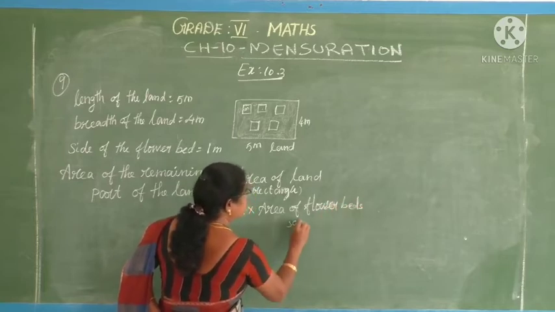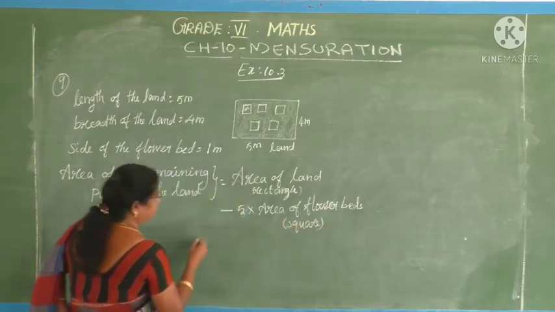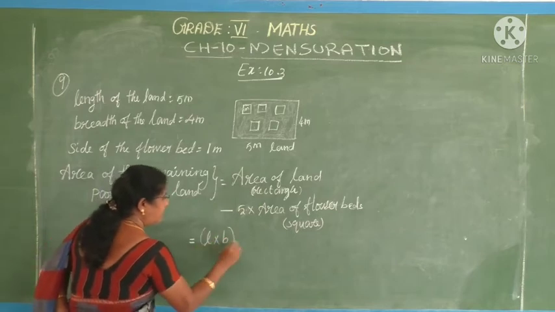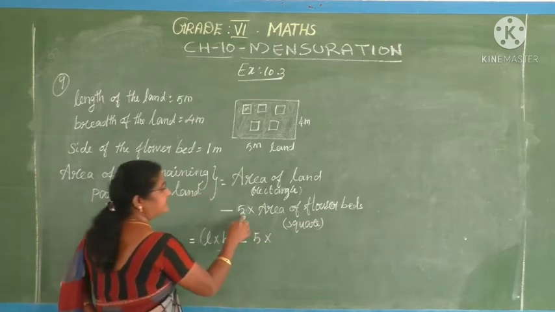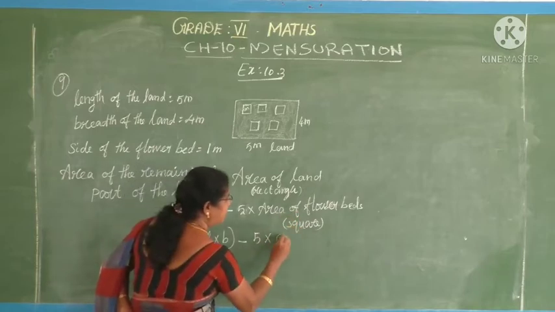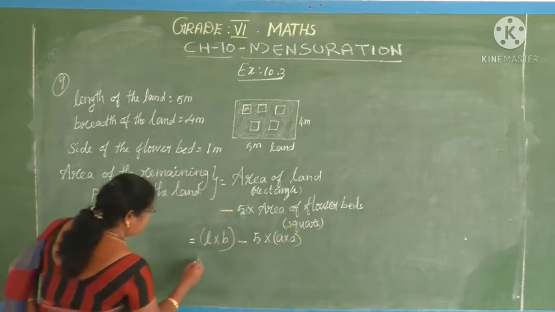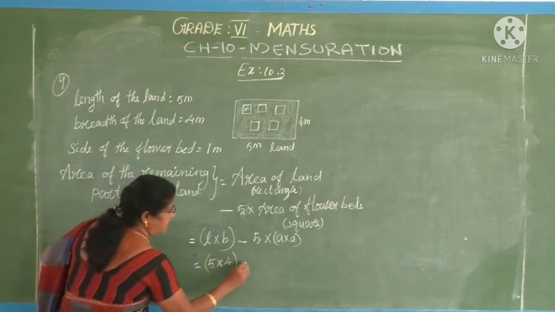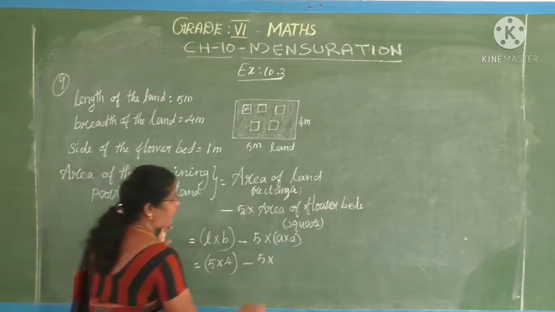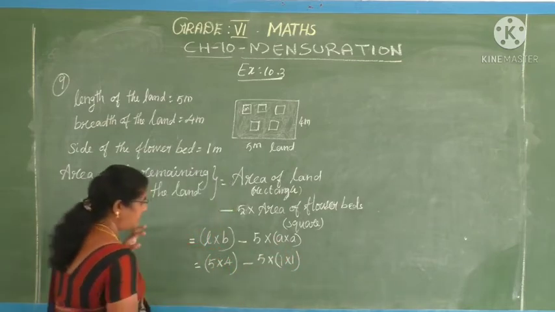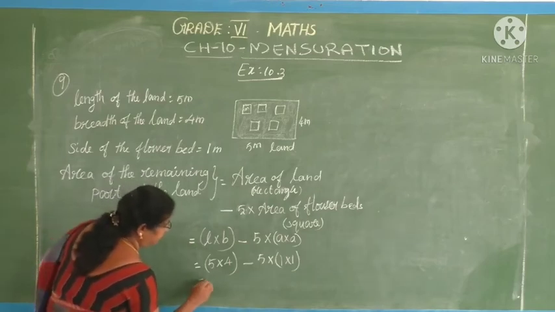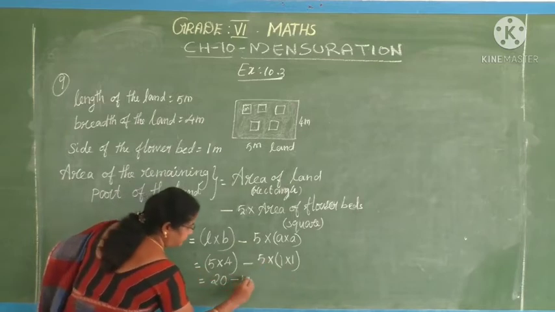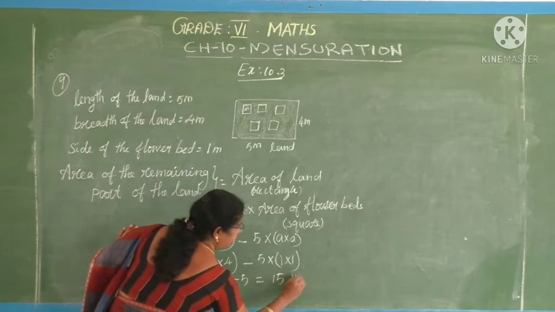The flower bed is square in shape. So area of rectangle, formula L into B, minus 5 times the area of a flower bed. Area of square is A into A or A square. So we substitute the values: length 5 meter, breadth 4 meter, minus 5 into side 1 meter. Which is equal to 5 fours are 20 minus 1 ones are 1, 5. Answer: 15 meter square.